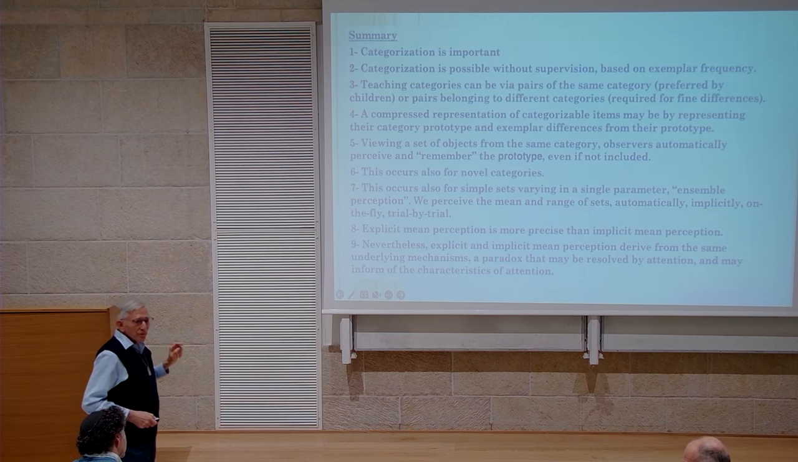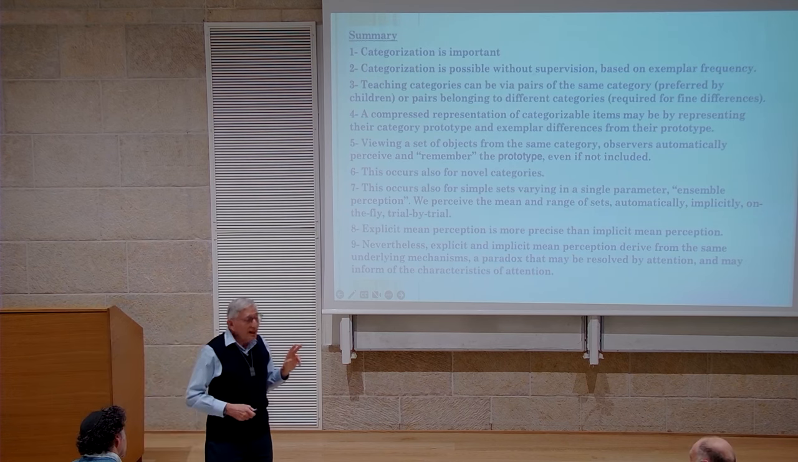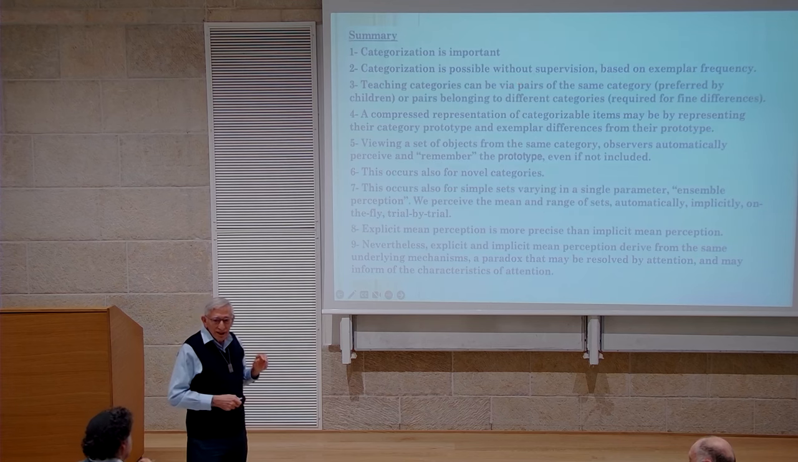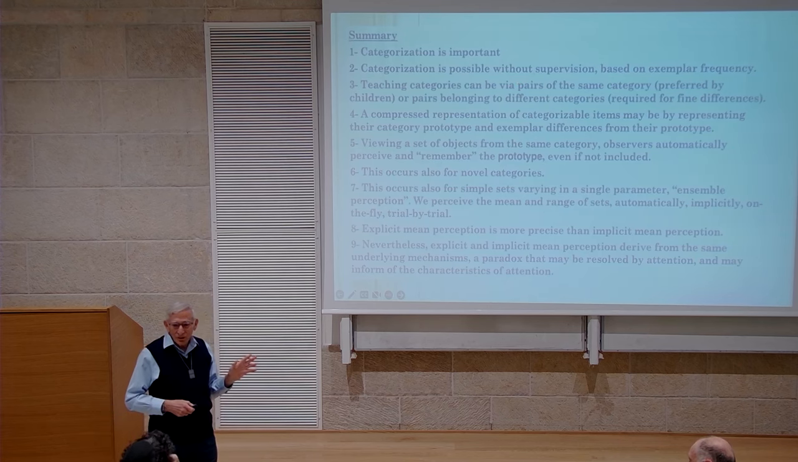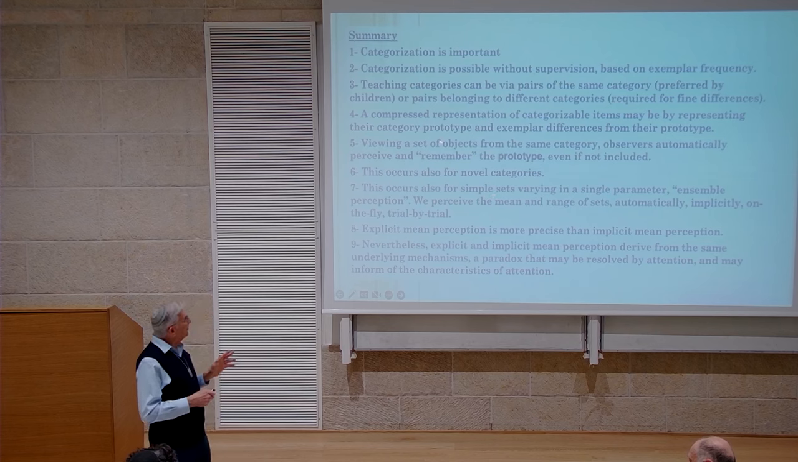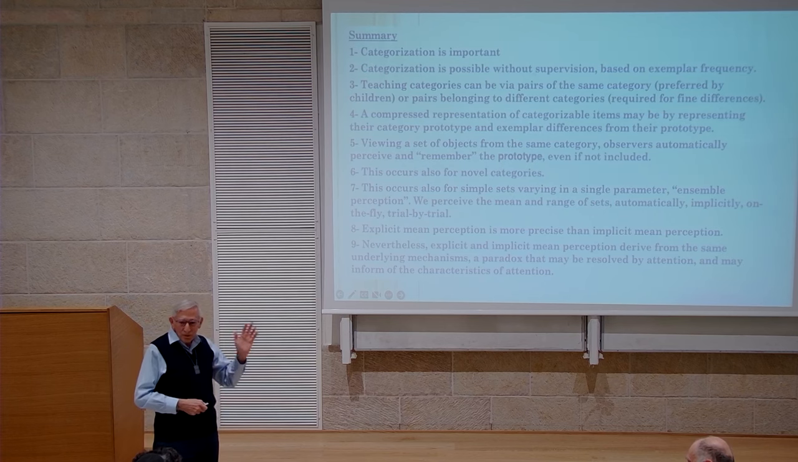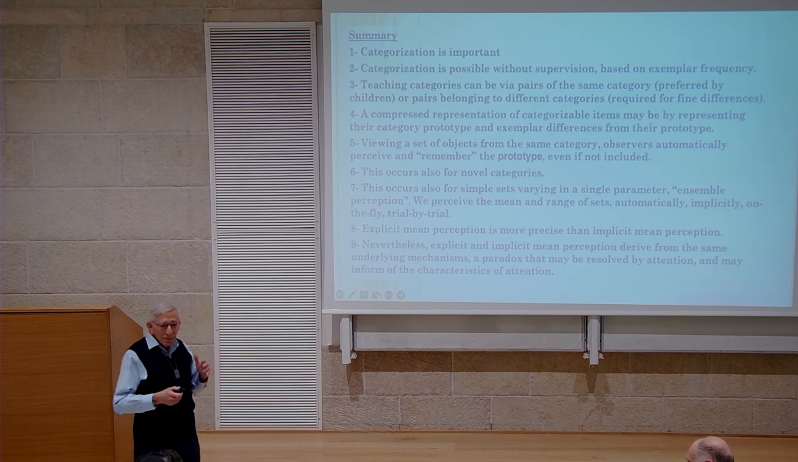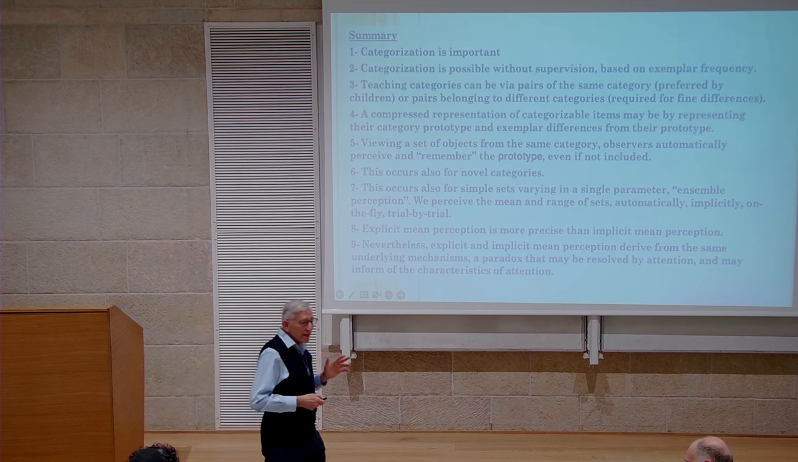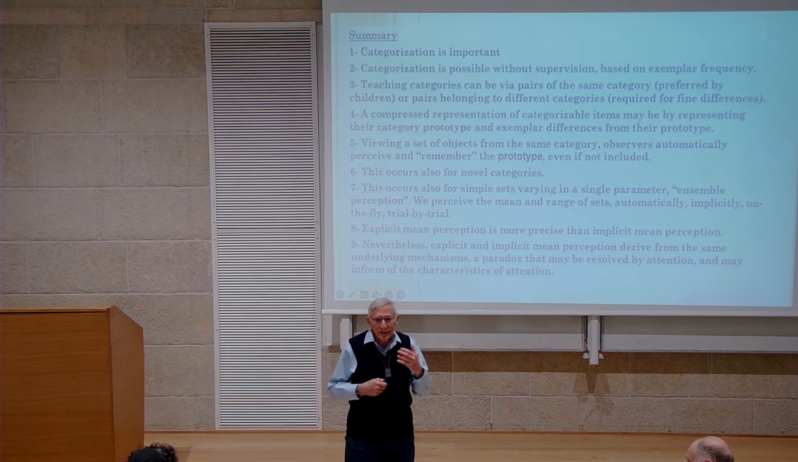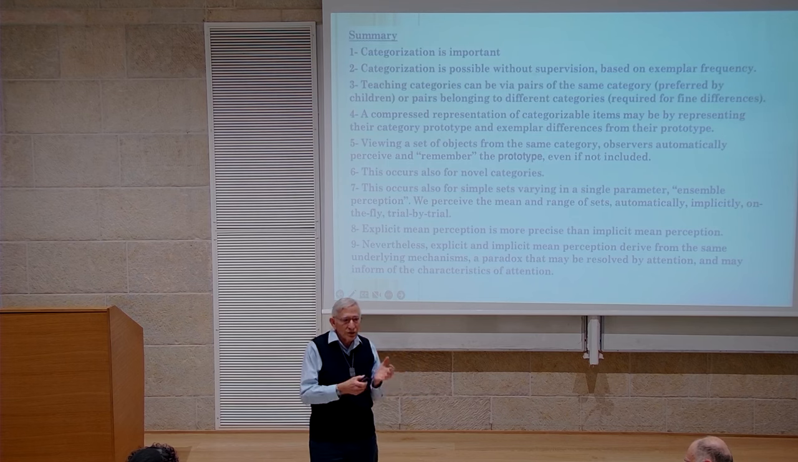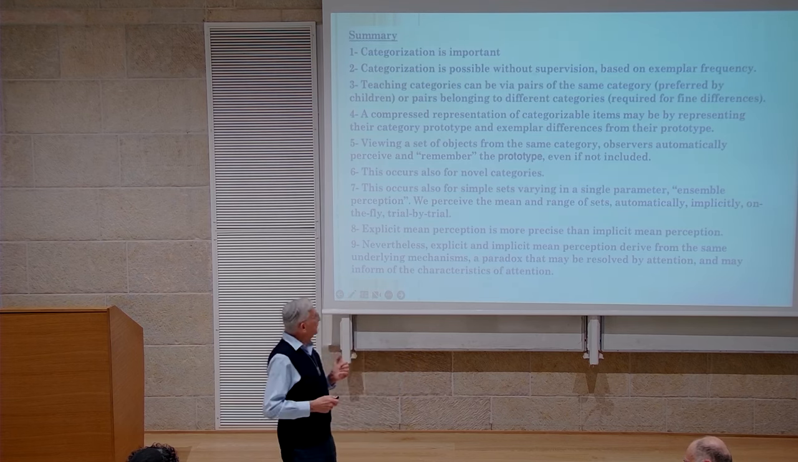And just one note before I end, and that is that even though I presented in this order, the timeline was not in this order at all, and therefore it's not true that some of the things of categories were what drove us to look at ensembles. We started with ensembles long before we thought about categorization. But I will say that we're the only lab who has made this connection between categorization and ensemble perception. And I think it's essentially important.